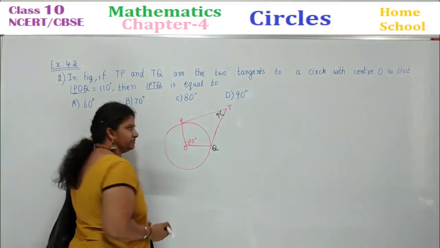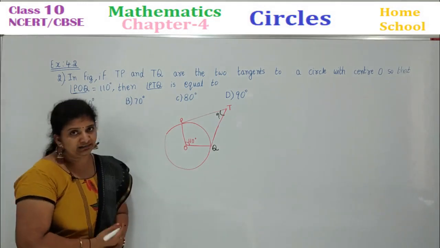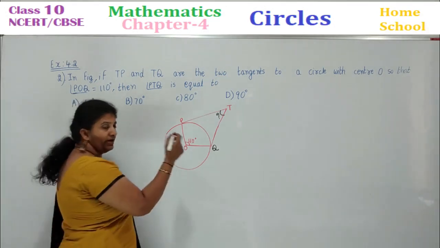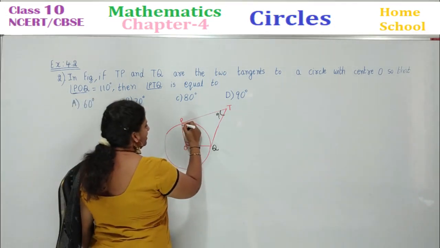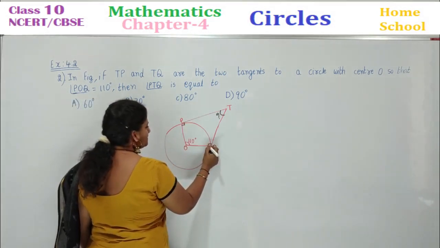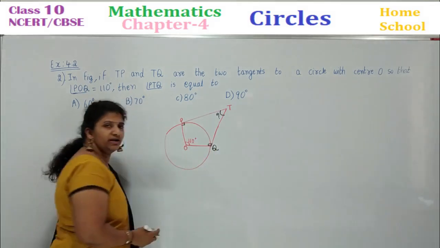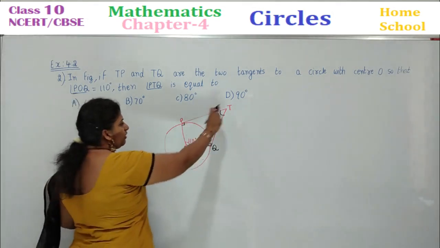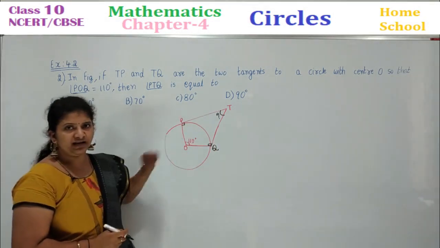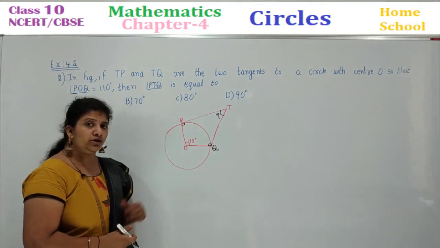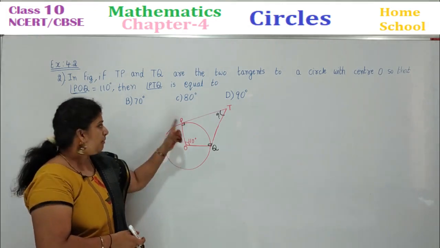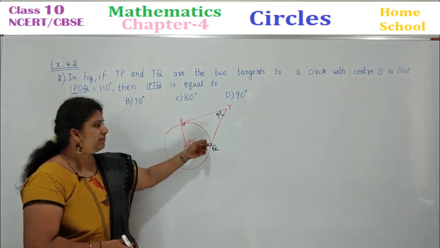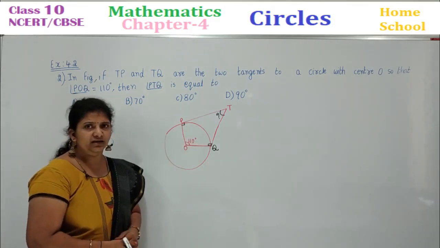This is your question. As we know by the theorem, tangent is always perpendicular to the radius of a circle. This is perpendicular, this is also perpendicular, 90 and this is 90. You can see a quadrilateral, children. Can you see a quadrilateral here? What do we know according to quadrilateral properties? The sum of opposite angles will be 180. Check here, 90 plus 90 is 180.